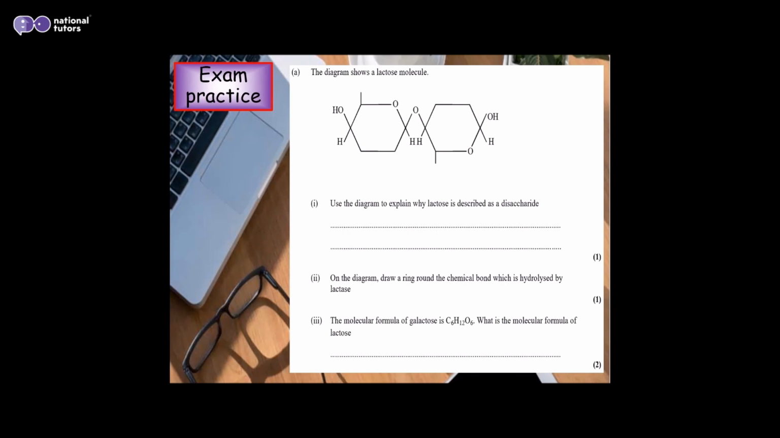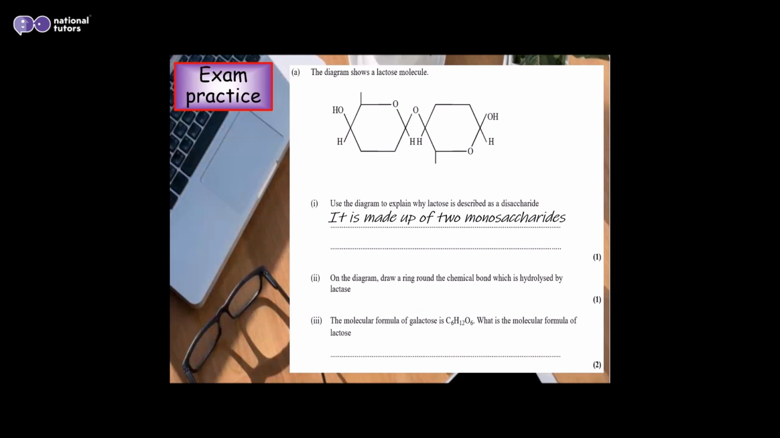Okay, so for question 1, it's made up of 2 monosaccharides. Simple as that. So a disaccharide is 2 monosaccharides joined together. You could have said 2 single units joined together, that would be fine, but try and use the correct terminology. That word monosaccharide is really helpful there.